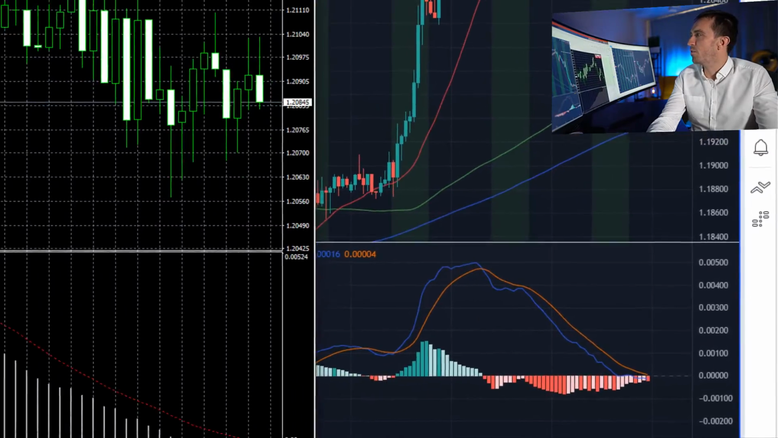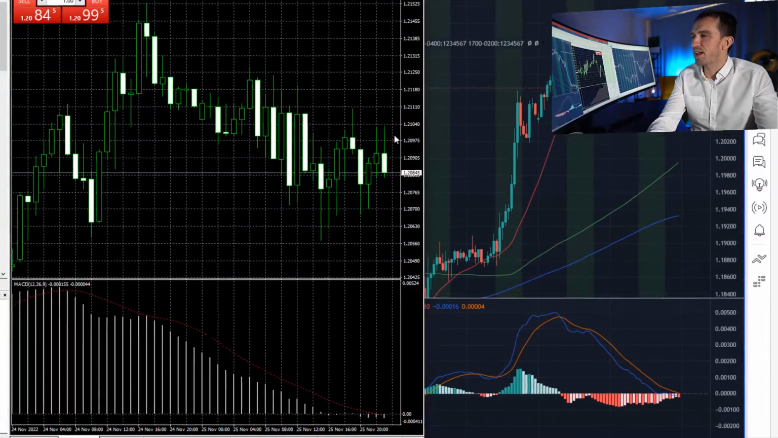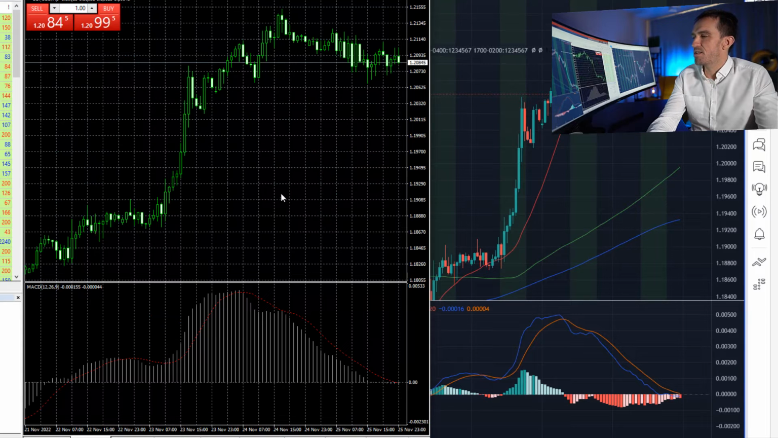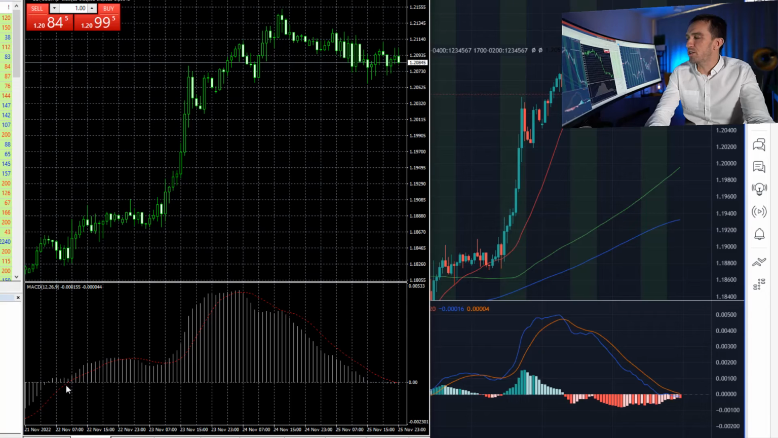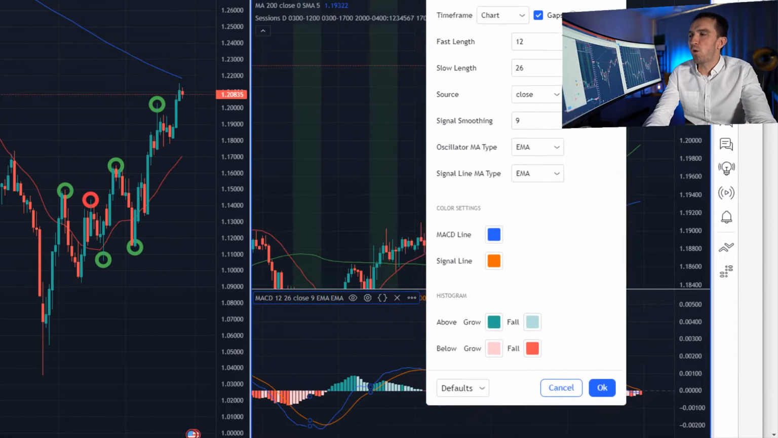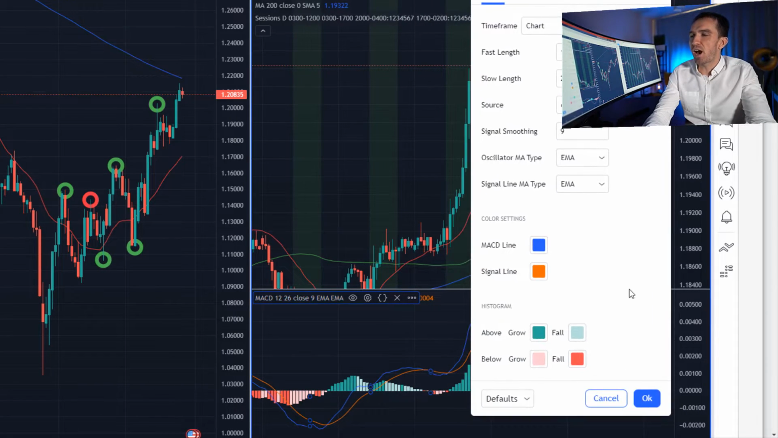Now if I show you how that looks on MetaTrader, you will notice that there is a difference. We have just those bars and 1 red line. Now on both platforms it is the same thing, it is just displayed in a different way. On MetaTrader we have just 1 line, and this is the signal line, the red one. On TradingView we have the orange line to be our signal line, okay? And the blue line is our MACD line.